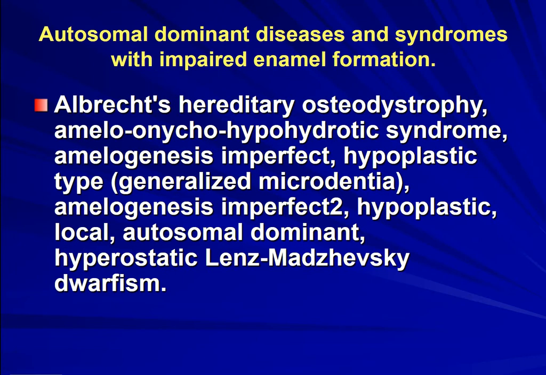Autosomal dominant diseases and syndromes with impaired enamel formation: Albright's hereditary osteodystrophy, Amelo-onycho-hypohidrotic syndrome, amelogenesis imperfecta, hypoplastic type, generalized microdentia, amelogenesis imperfecta second type, hypoplastic local, autosomal dominant, hyperostotic Lenz-Majewski dwarfism.